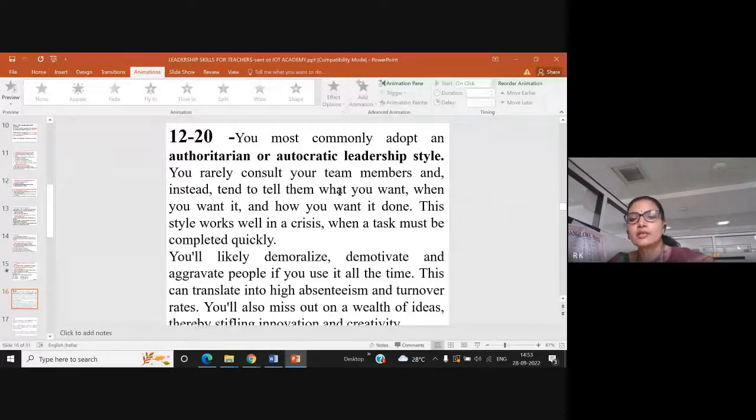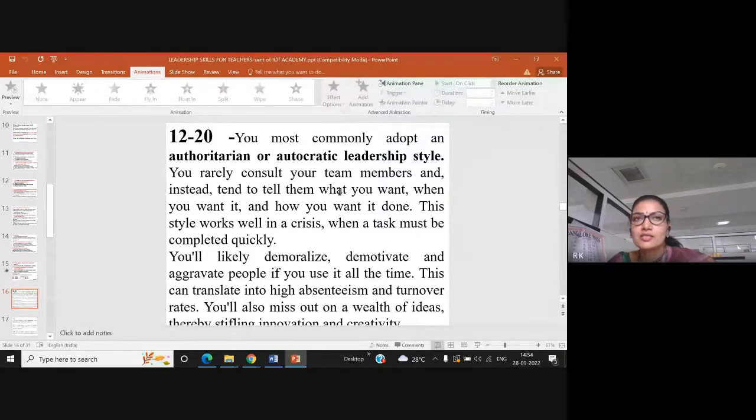So you most commonly adopt an authoritarian, autocratic leadership style, which means that at home, everything needs to be very specific. You give a lot of instructions to your parents. This needs to be there. You need to say yes or no. Just unmute yourself and tell me whether it is true. Mohammed, yes, rarely, ma'am. You rarely consult your team members. Thank you for the answer. And you also tell them what you want, how you want and when you want it.